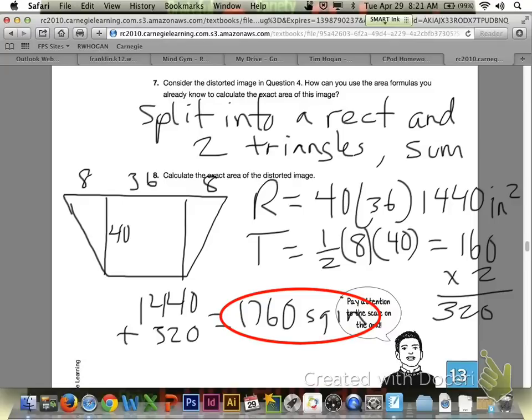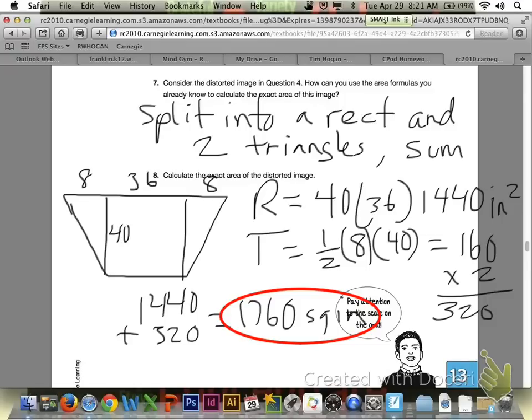In order to find the area of the distorted image for number 8, first let's look at the rectangle. Remember, the formula is length times width. 40 times 36 is going to give you 1440 square inches.